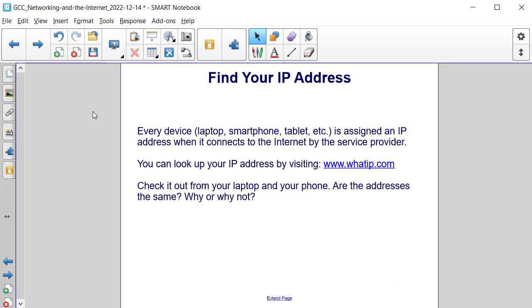It's also possible to find the IP address that you're using right now. Every device, such as a laptop, smartphone, tablet, etc., is assigned an IP address when it connects to the internet by the service provider. And you can look up your IP address by visiting www.whatip.com, and you can check out the website to find out if your laptop and/or your phone or tablet, whatever, how they're connected. Are the addresses going to be the same?